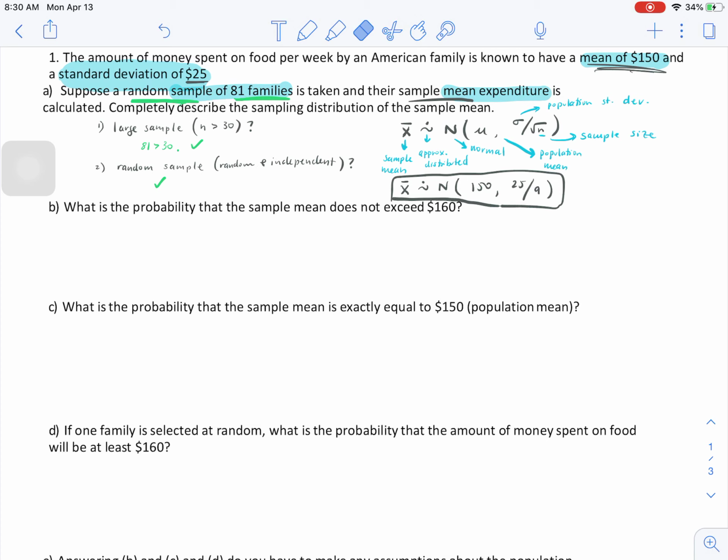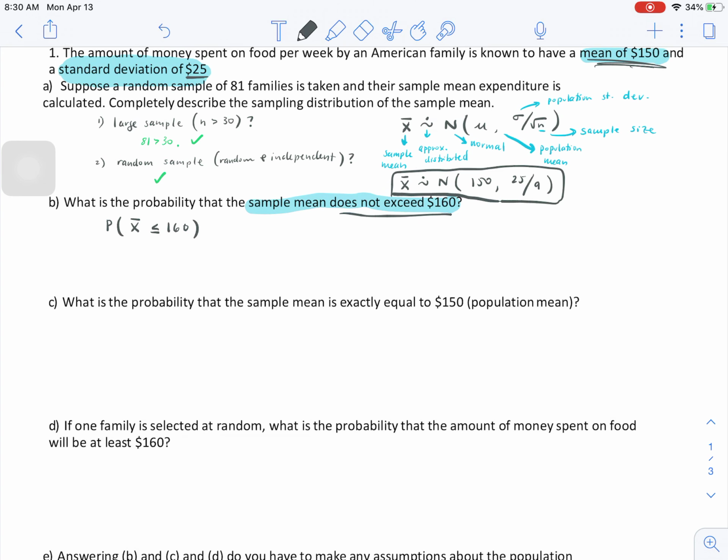Next, let's find the probability that the sample mean is no greater than 160. So putting that into notation, let's translate that into a probability statement. We want the probability that the sample mean, x bar, does not exceed 160. So no more than 160 is less than or equal to 160.